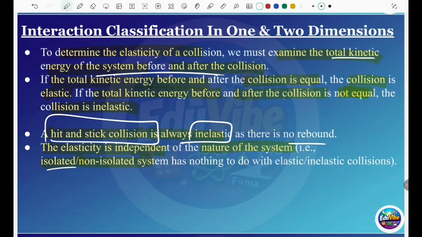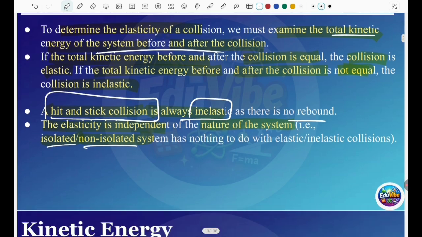If they are not equal, then we have a non-isolated system. For isolated and non-isolated systems, you consider the momentums. For kinetic energy, you consider the energies. So that's all you have to do, and this is a very easy question to get one question for sure.